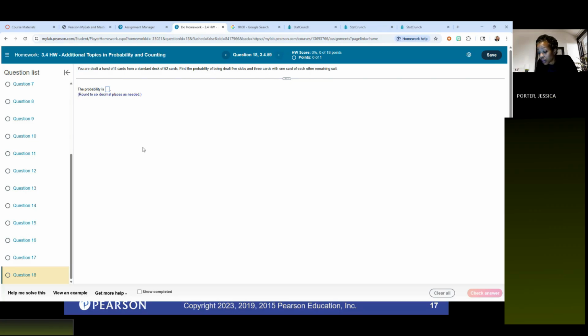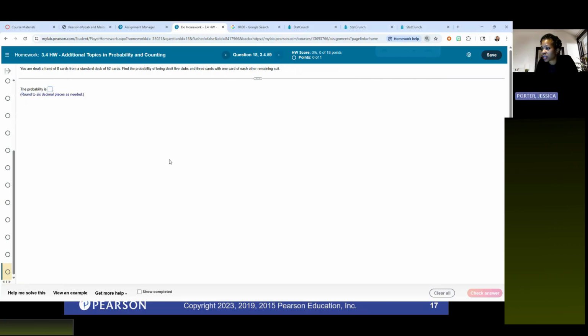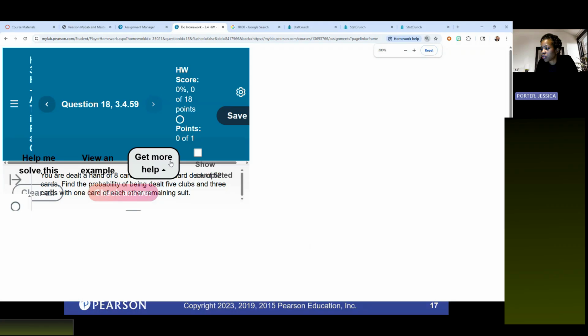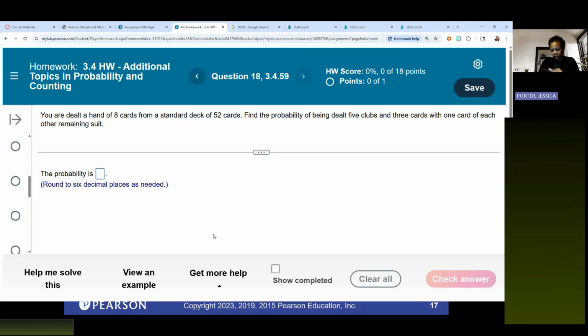All right. You are dealt a hand. Let's make this bigger so we can see. Whoa, too big. All right. You are dealt a hand of 8 cards from a standard deck of 52 cards. Find the probability of being dealt 5 clubs and 3 cards with 1 card of each other remaining suit.